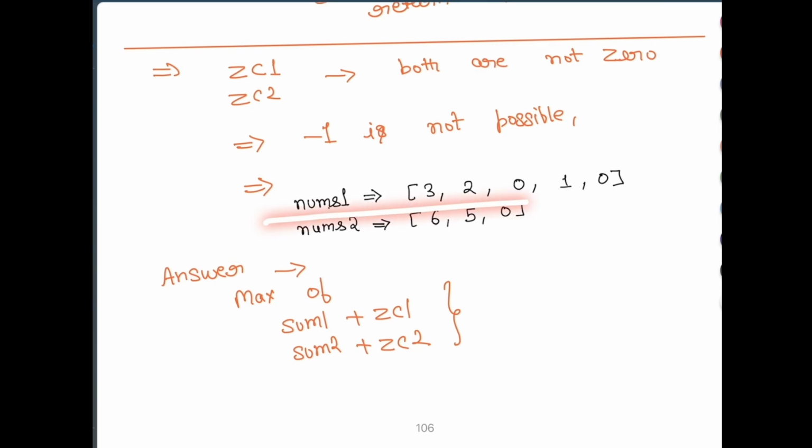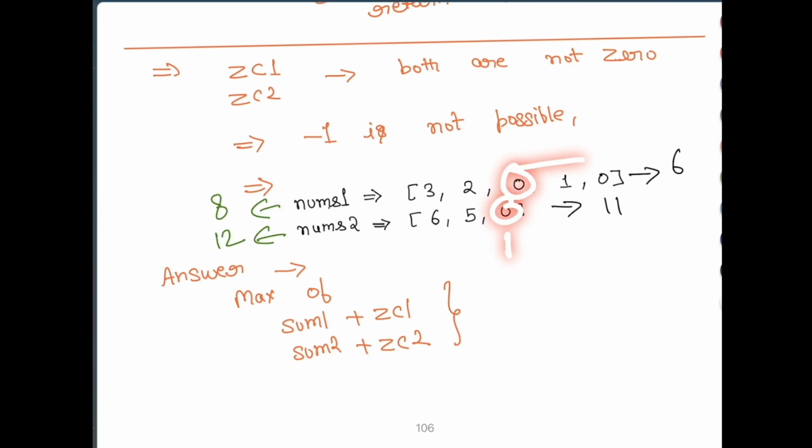See, this is example number 1. Here the output is 12. Now, if you do not do any replacement, then the original sum of the first array is going to be 6 and the sum in the second array is going to be 11, right? And we know that we need to do the replacement. So after replacement, the minimum possible sum is 8 and 12, right? Because we are going to replace this with 1 and we are going to replace both of these numbers with 1. So the minimum possible sum according to nums1 is 8, according to nums2 is 12.